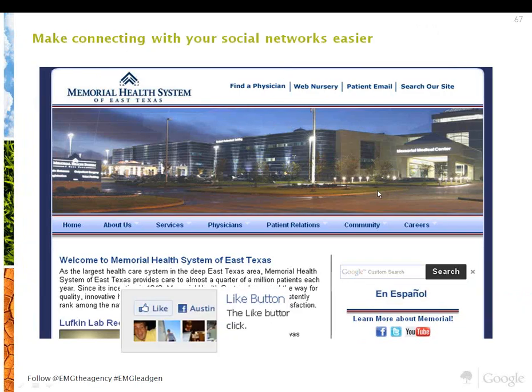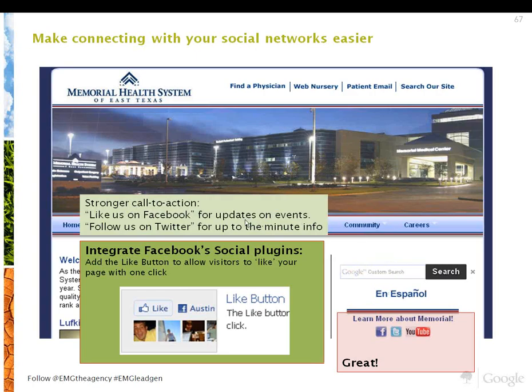And here also we noticed that it's great that they included their social networks. As we said, going on social networks to find health information is an increasing trend. So we want to make sure that this is displayed. But also a suggestion is maybe having it more integrated on your website, such as integrated Facebook social plugins, such as a like button. And that allows people to like the page with just one click without ever leaving your website.